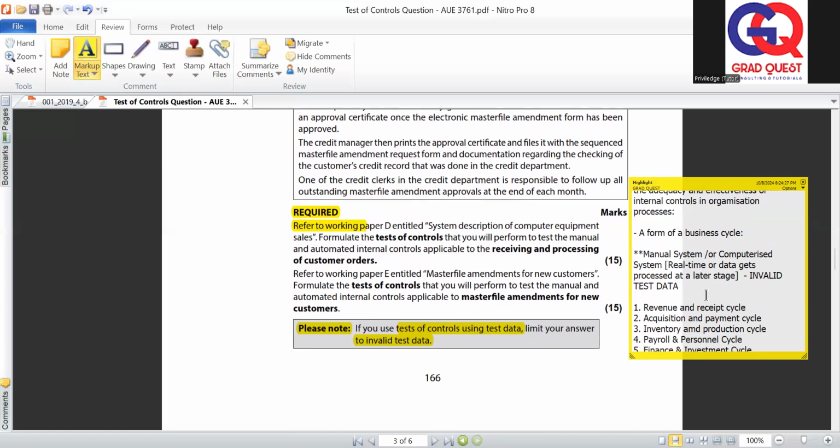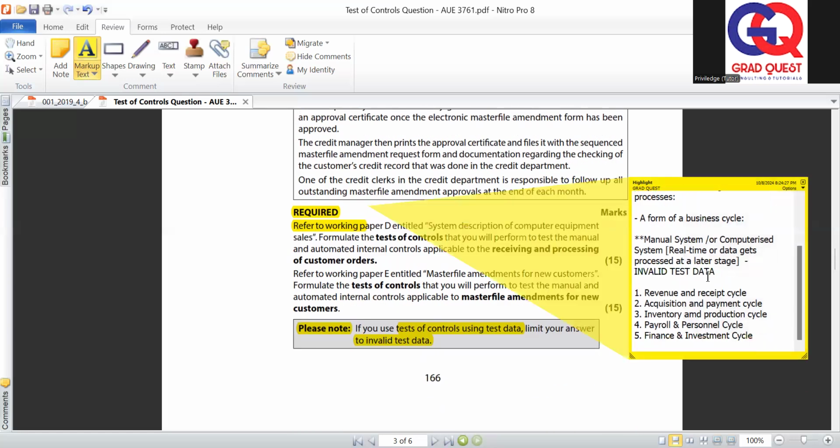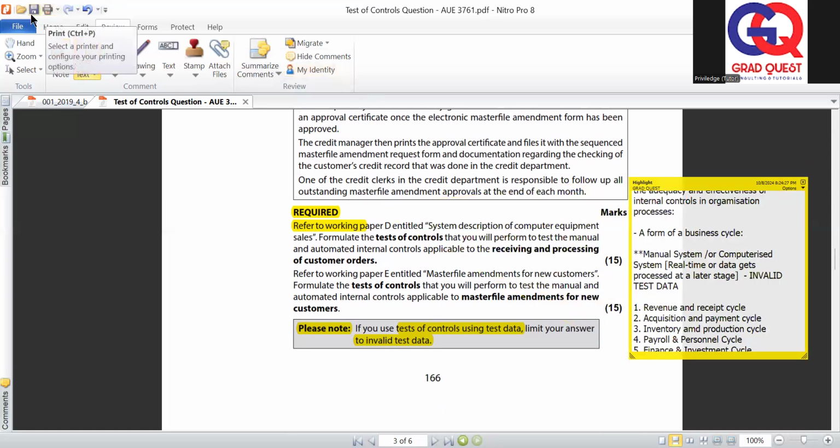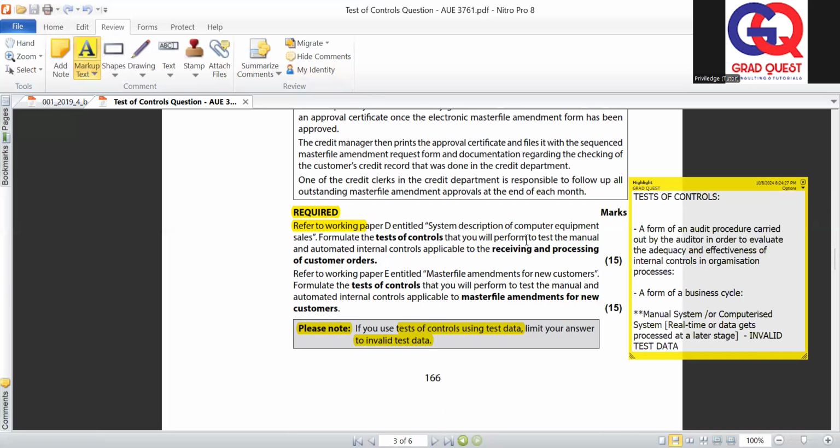Now, without any further ado, that was just to help you guys have a perspective as to where we apply tests of controls, and under what circumstances we would be required to perform them. In the instance of a particular business cycle, will it be only on the manual system side of it, or perhaps also incorporating the computerized system element? Very, very crucial.